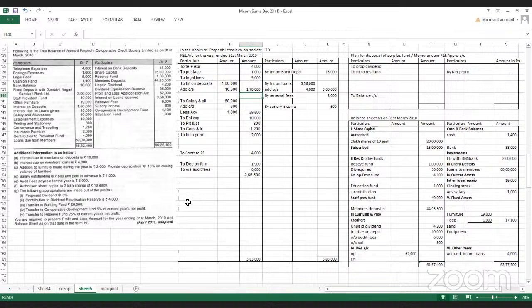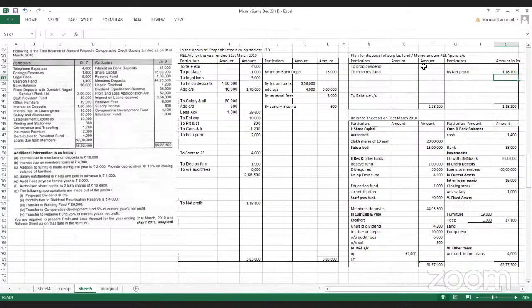Okay, so the difference will be our net profit. So net profit is total of income side minus total of expenses. 118,100. Okay, check. Shall we go ahead? So this will be posted on the proposed plan on the credit side.